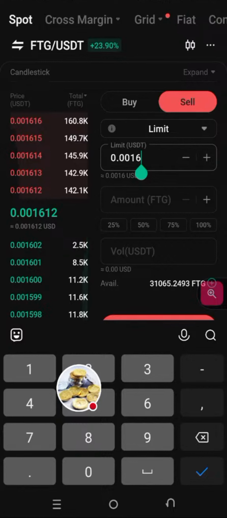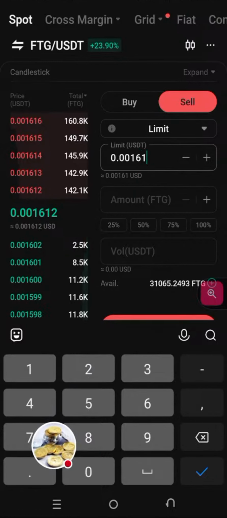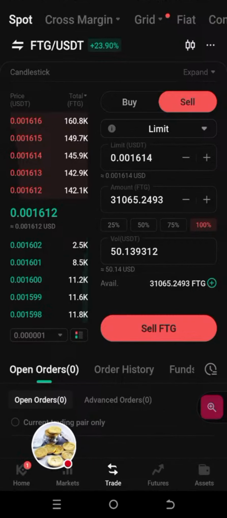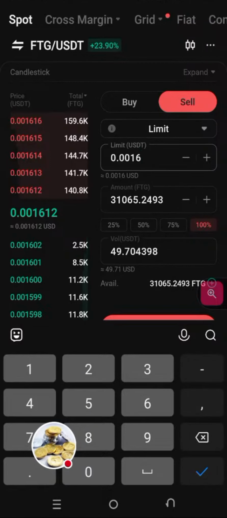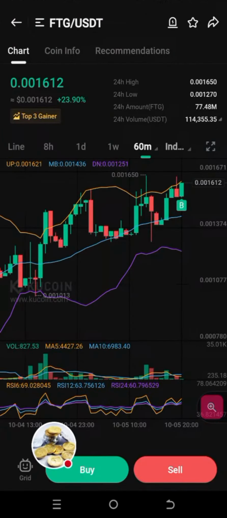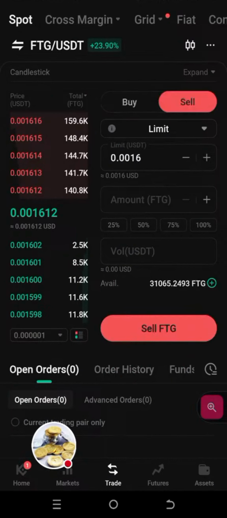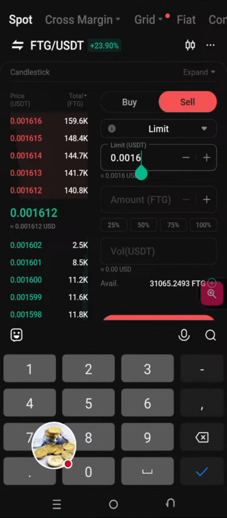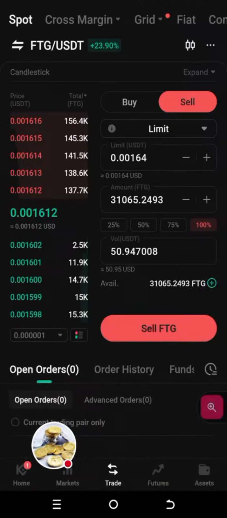Let's put 14 and see whether we can get that. Let's see what we'll get. 13 cents. Nah, I don't want that. Let's go back and put it at 61.62. Let's check what the 24-hour high was. That's 16.50. So we can choose something else. Let's choose 16.4. If we choose 16.4, let's leave it at that. Let's put that in the queue.